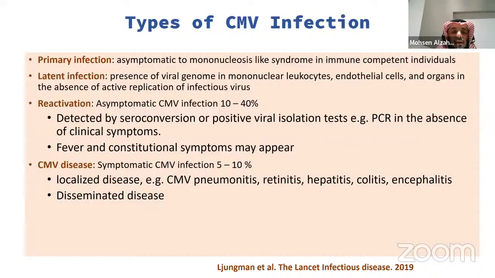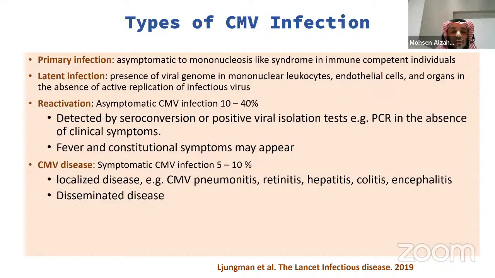Then after that, the person will establish latent infection, where the virus genome is inside the mononuclear leukocytes, endothelial cells, and organs, in the absence of active replication of the infected virus. And this is similar to other herpes viruses. Reactivation may happen in certain immunocompromised patients, and it is asymptomatic in around 10 to 40%.